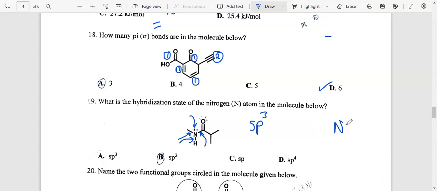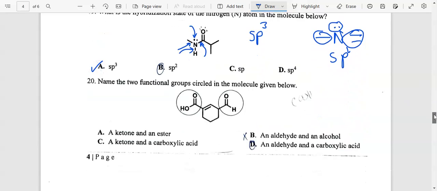But if it was something like this, here we consider 1, 2, 3. So the hybridization is going to be sp2. So for this one, it is sp3.